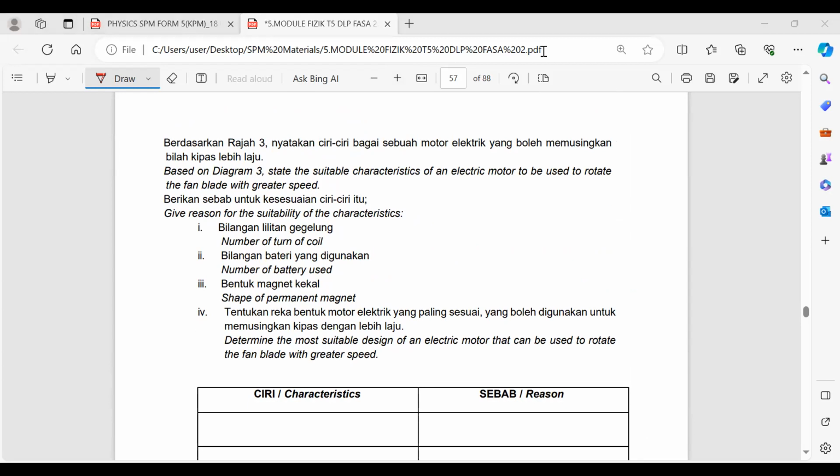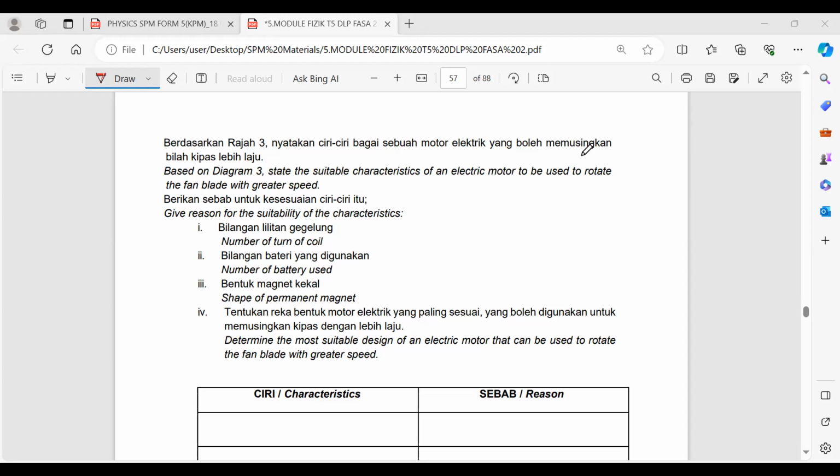Okay, so I got the answer from Shamila. Higher number of turns of coil causes more magnetic field to be cut. Okay, so more number of batteries increases the induced current produced.